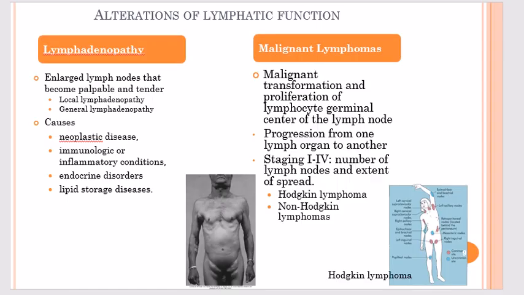Okay, let's talk about alterations now in lymphatic function. So we're referring to the lymphatics now. Something called lymphadenopathy occurs when lymph nodes enlarge enough that they become palpable and tender, and you can see that here. This is a bit more generalized lymphadenopathy, and they become not only palpable but visual to the eye, as well as very tender. And this is more generalized. There's other areas that you can see have it as well, but it can also be local. So you can have local lymphadenopathy or general lymphadenopathy.